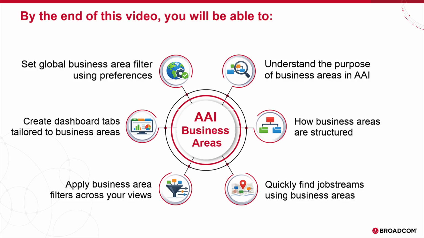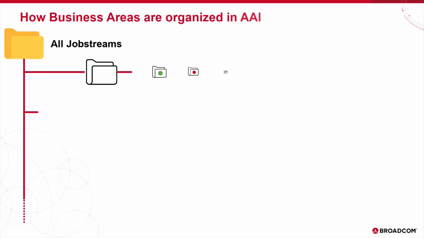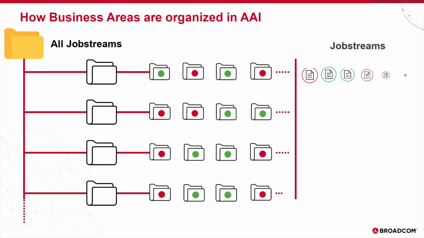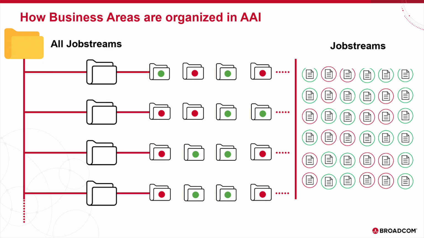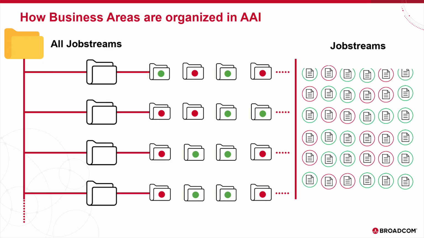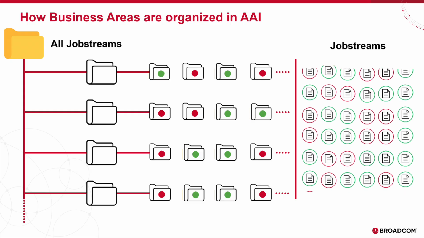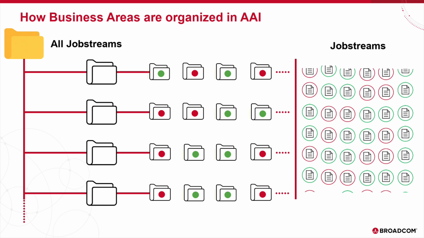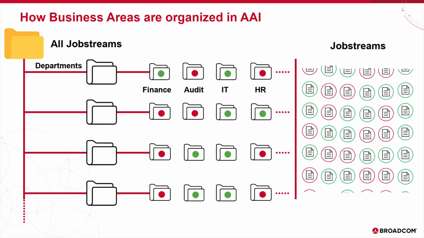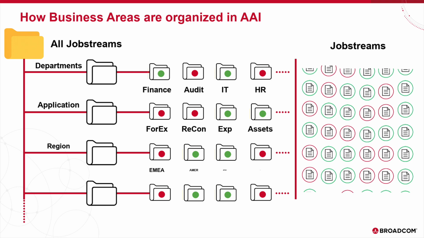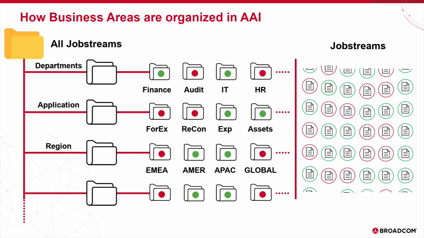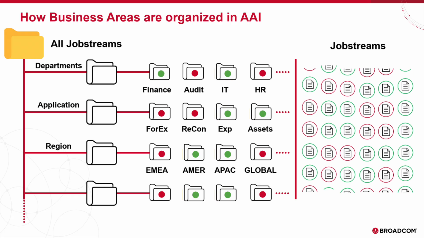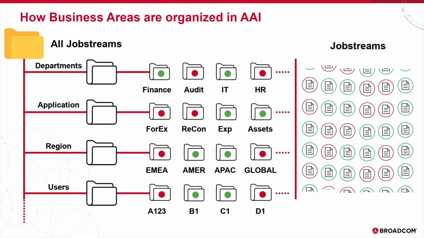Let's start with understanding how business areas are organized in AAI to help with your job stream management. Business areas are created by your job stream administrators or IT operations leadership to organize job streams into groups that are easily recognized across your organization. These groupings might reflect different aspects of your organization, such as departments, applications, regions, reporting structures, or even the job streams used by specific teams or individuals.